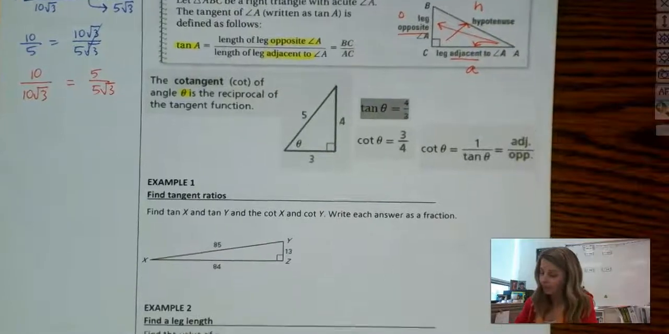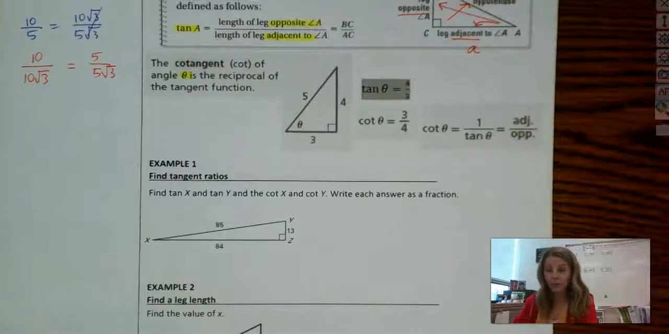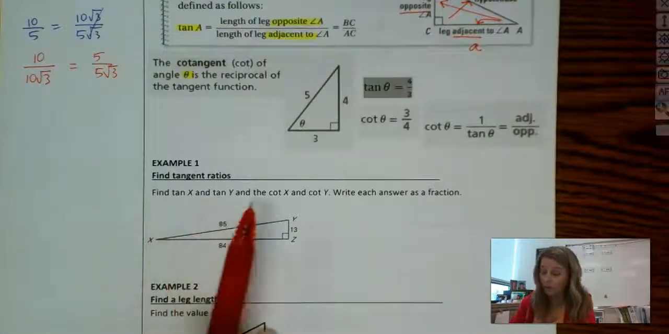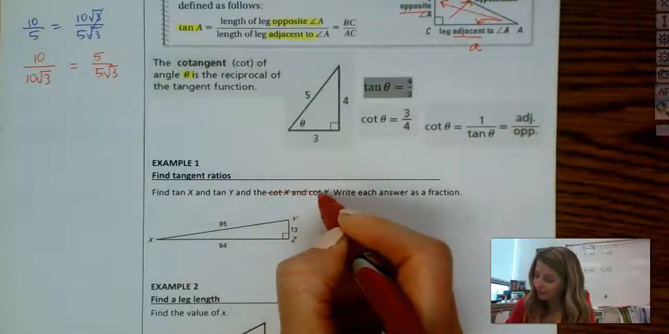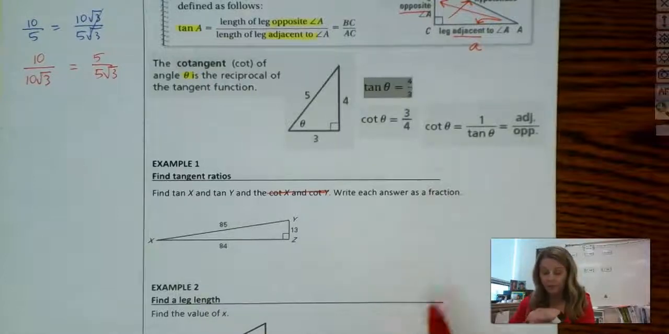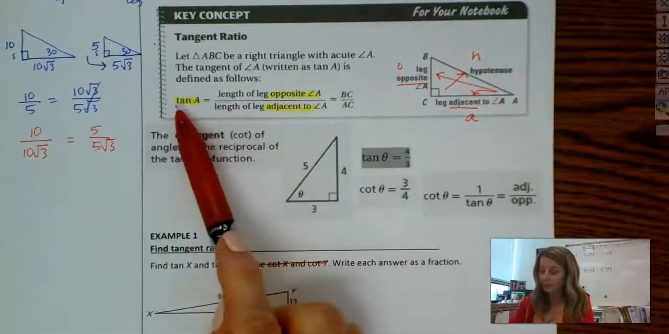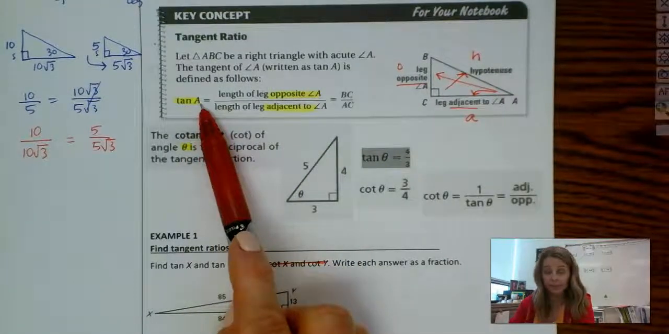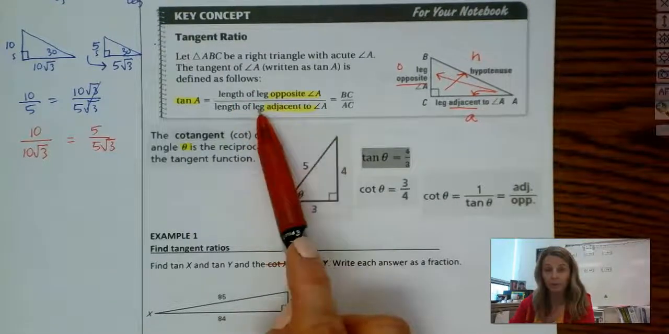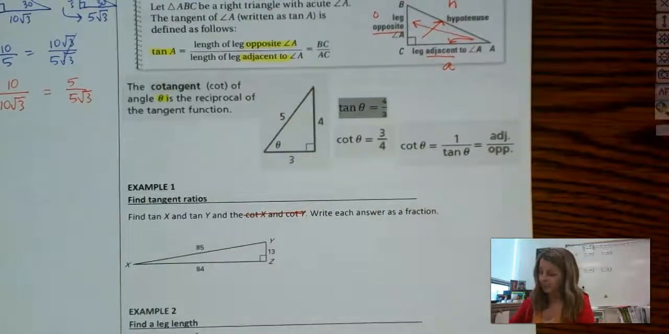All right, example 1. Find the tangent ratios. We are only going to write ratios. Find the tangent of x and the tangent of y. Let's skip cotangent for now and just work on tangent. We are going to write each answer as a fraction. So I want to come back up here and simply write this: the tangent of an angle is equal to the opposite leg from that angle over the adjacent leg of that angle. I'm going to use a pencil here so I can erase it.